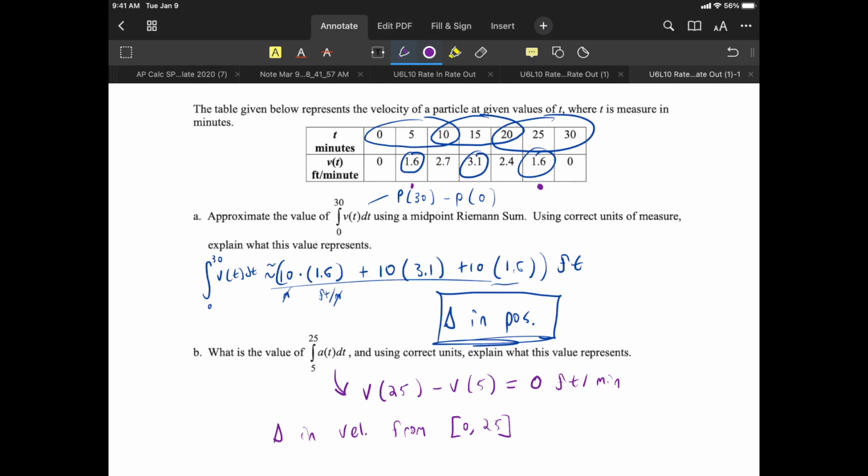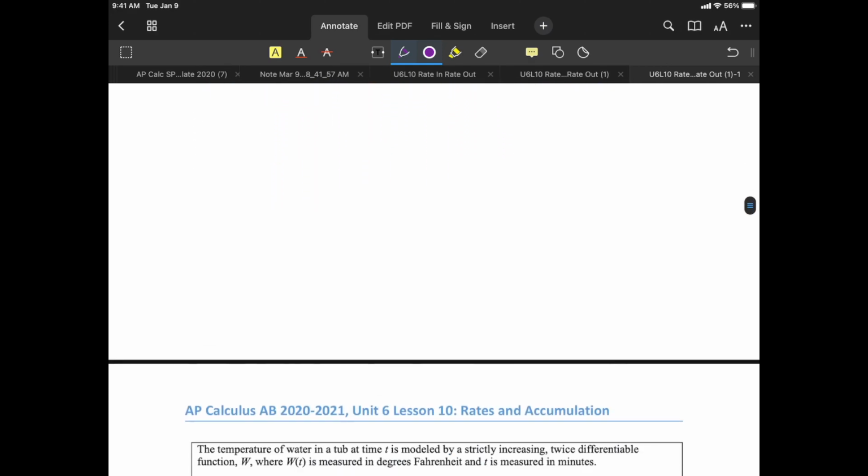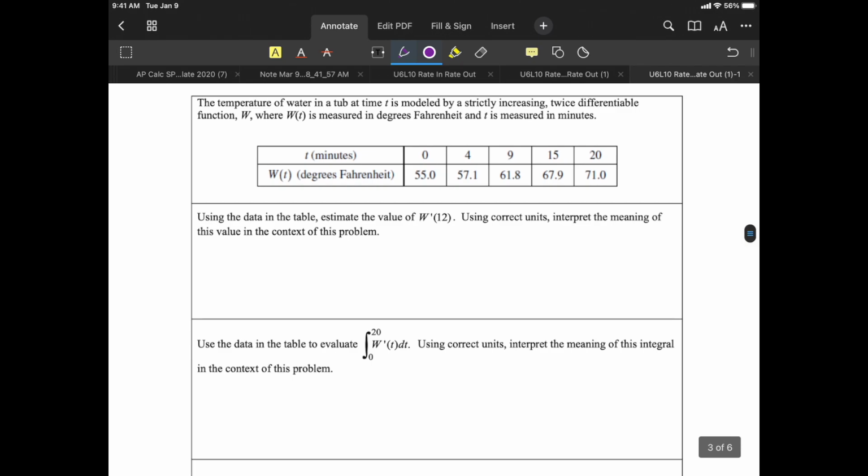All right, so let's extend this out to some additional types of contexts. So temperature: temperature changes over time. The temperature of the water in a tub at time t is modeled by a strictly increasing twice differentiable function, where W of t is measured in degrees Fahrenheit and t is measured in minutes. Using the data in the table, estimate the value of W prime of 12.